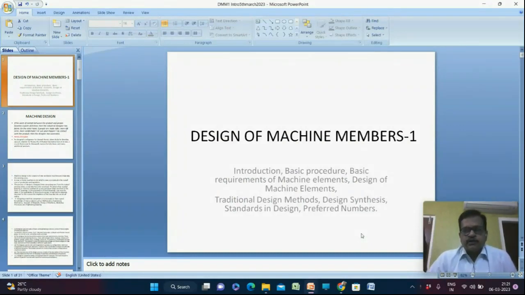In this lecture, the topics covered are Introduction to the Design, Basic Procedure, Basic Requirements of Machine Elements, Design of Machine Elements, Traditional Design Methods, Design Synthesis, Standards in Design, Preferred Numbers.